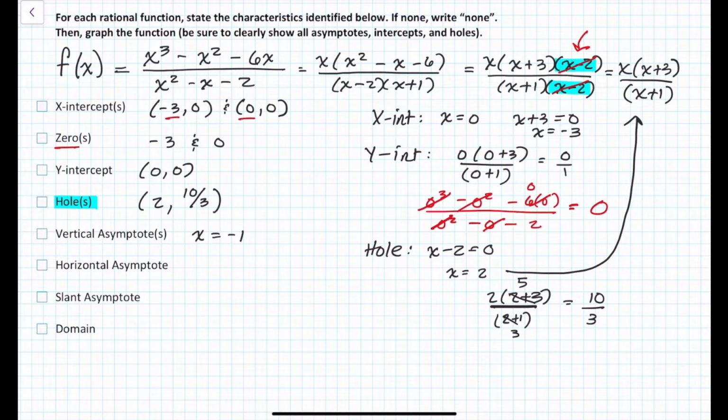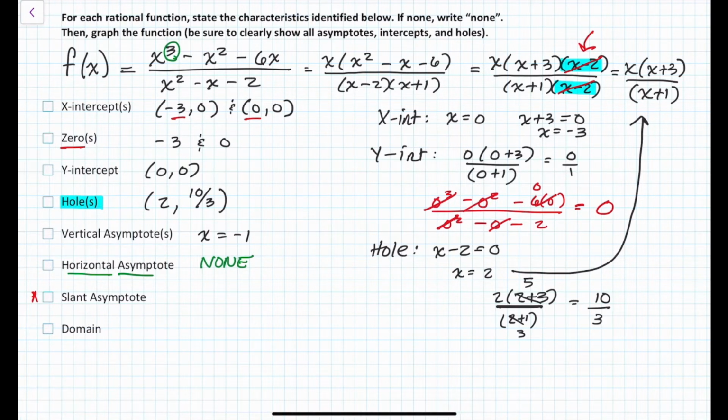So remember, you want to look at the values of your exponents, and the value of the exponent on the top is bigger than the exponent on the bottom. So we do not have a horizontal asymptote in this case, which means that we need to write none for our answer, and then we need to check to see what the equation of the slant asymptote is.